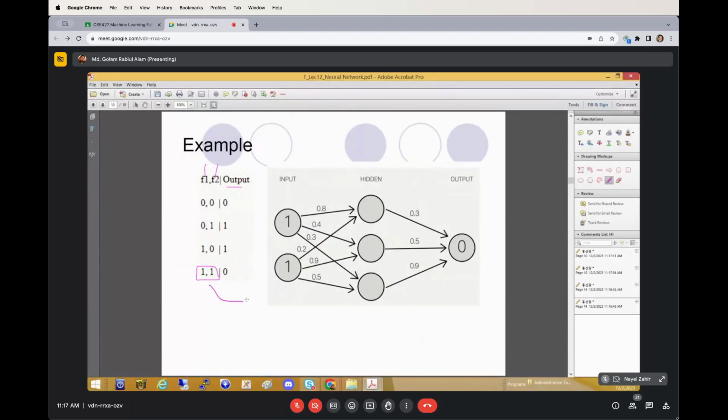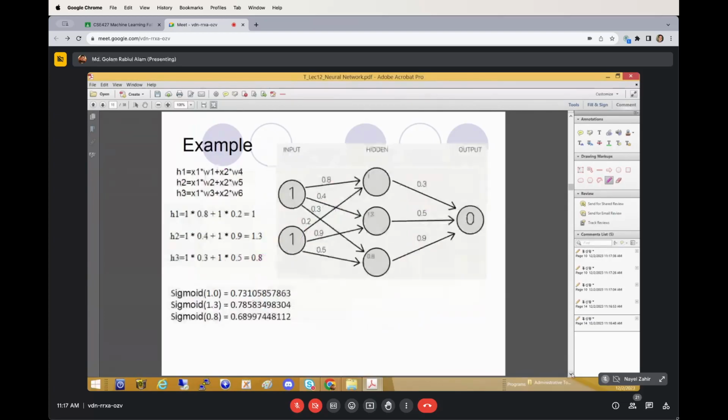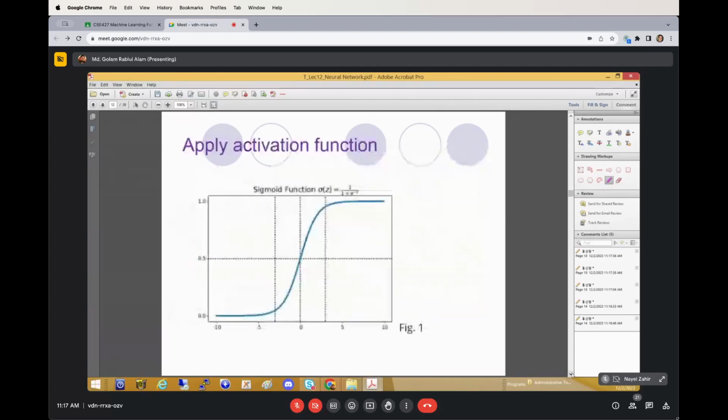So the first input: x1 is 1 and x2 is also 1. Then we expect the output 0. Okay, output 0 here. This is our expectation, and we assigned the weights initially. These are random assignments within 0 to 1, so all the weights we assigned within 0 to 1. And then we performed the forward propagation. We discussed those things in our last class.